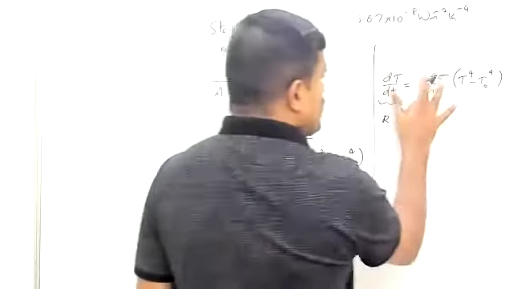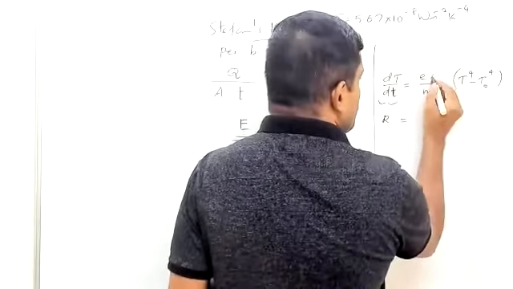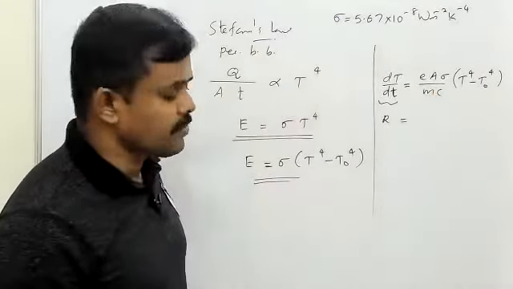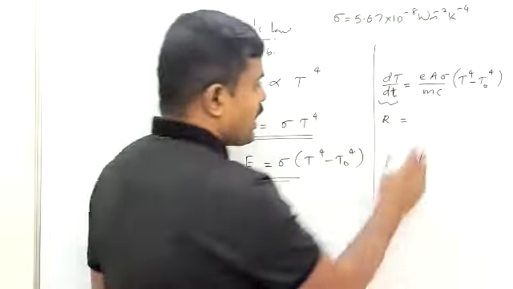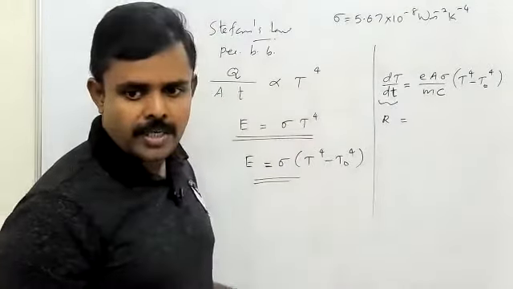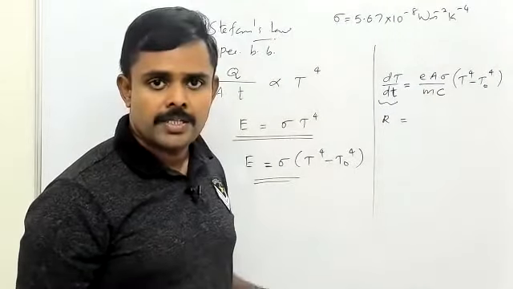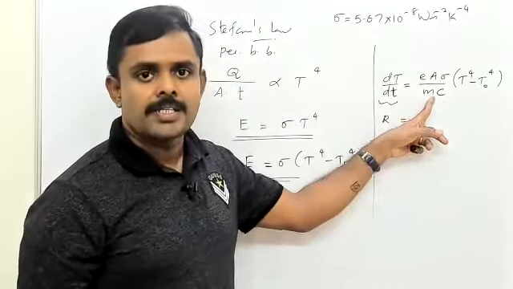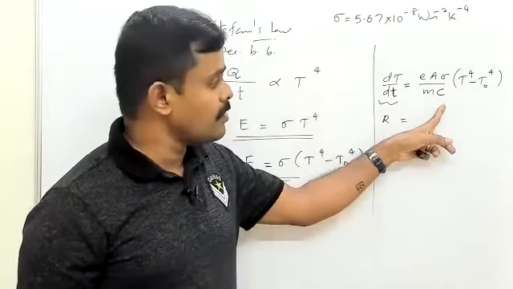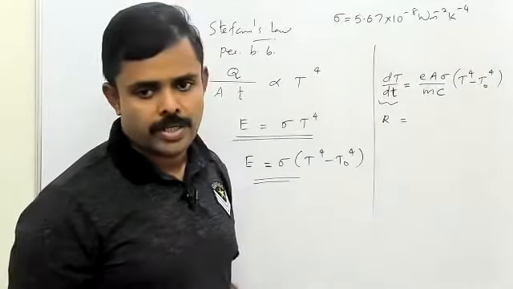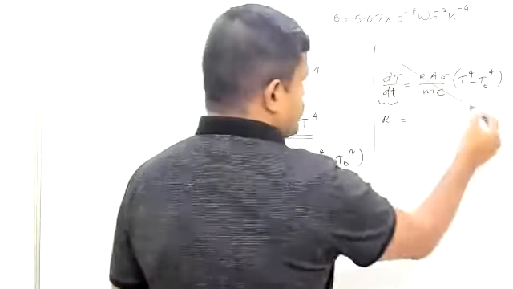It is given by E A sigma divided by MC into T raised to 4 minus T0 raised to 4. I'll tell you the terms. E is emissivity of the body, A is area of the body, sigma is Stefan's constant, M is mass of the body, C is specific heat capacity of the body, T is temperature of the body, T0 is atmospheric temperature. Okay, but you don't have to learn this equation.